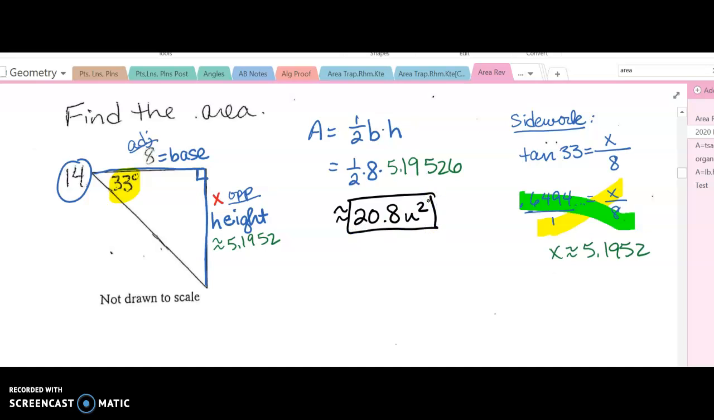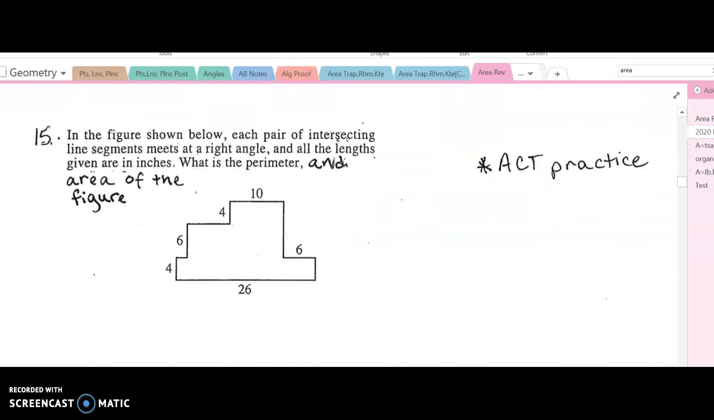The next one we're going to do is number 15. And this is another good ACT problem. To think about this, what I did is I thought about what if I were to bust this up into a bunch of rectangles. I'm looking for the perimeter. We're not going to actually find the area of this figure. Sorry to disappoint you. Assume that they're all right angles and all the lengths are given in inches.